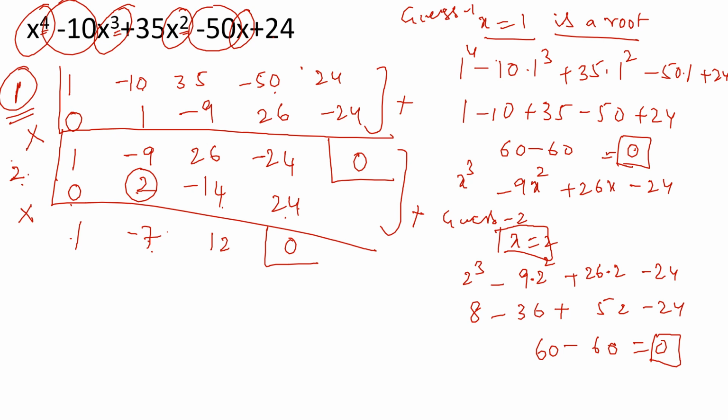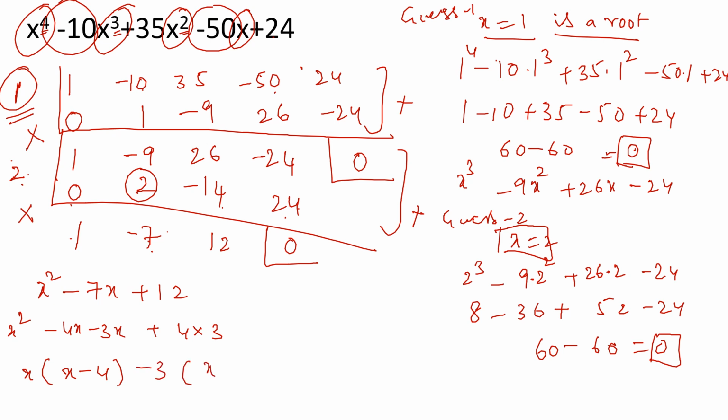Now we have got a quadratic equation, x square minus 7x plus 12. You can find the factors. This is 4 into 3, so it is minus 4x minus 3x, and x square. You can take x common, x minus 4, and here you take minus 3 common, x minus 4. So it is x minus 3 into x minus 4.